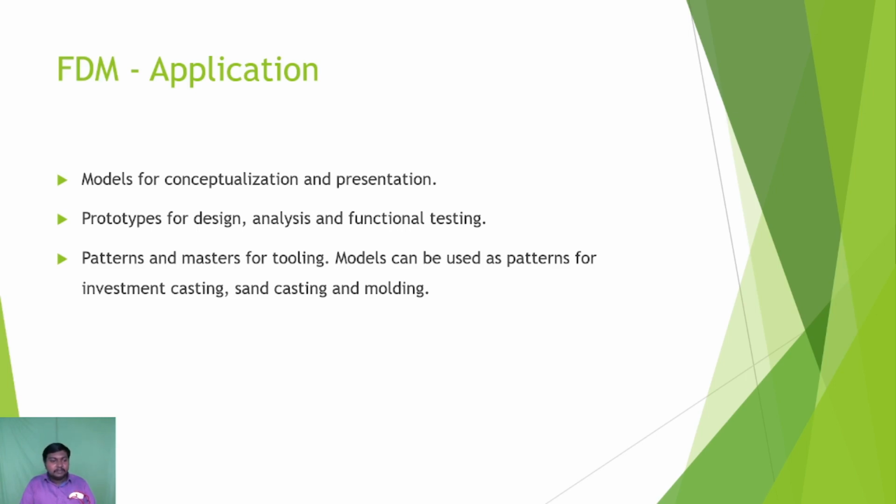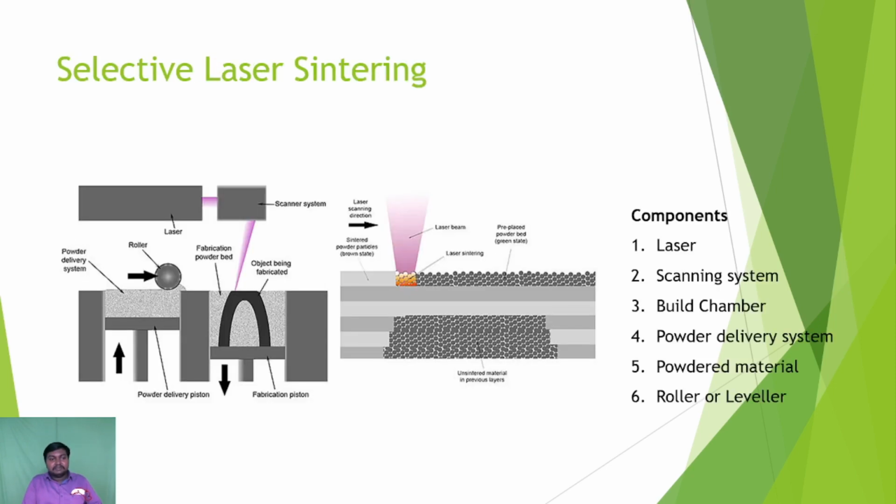And the second point is prototypes for design analysis and functional testing. We can manufacture prototypes, and they can withstand loads the same as the original object. And the third one is patterns and masters for tooling. The model can be used as a pattern in investment casting. We can use FDM, and sand casting and molding also we can use.